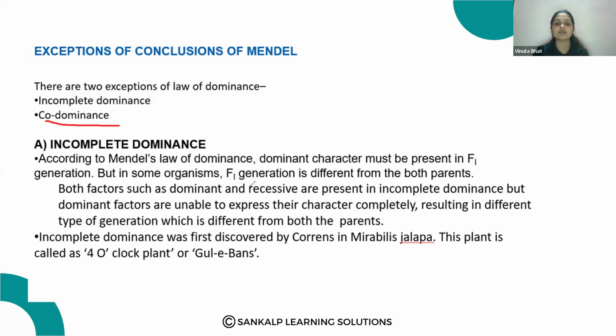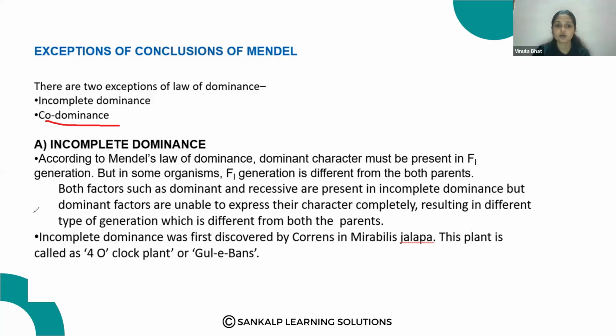But in some organisms, the F1 generation is different from both the parents, and both factors, the dominant and the recessive, are present in incomplete dominance, but the dominant factor is unable to express its character completely, resulting in a different type of generation which is different from both of the parents.